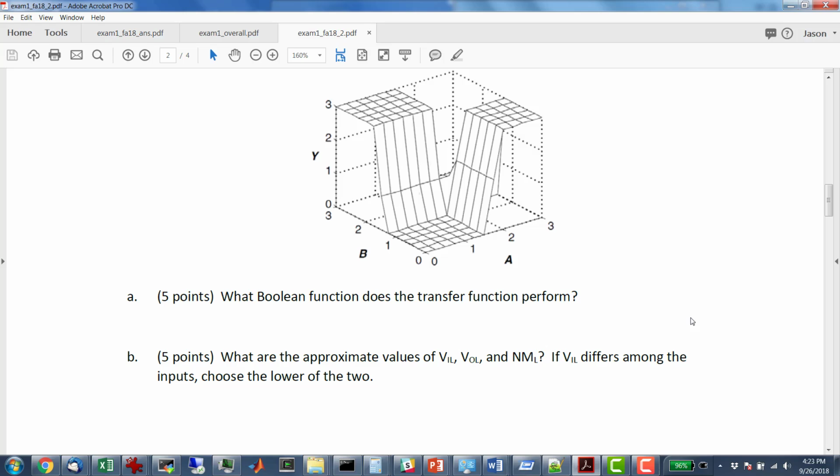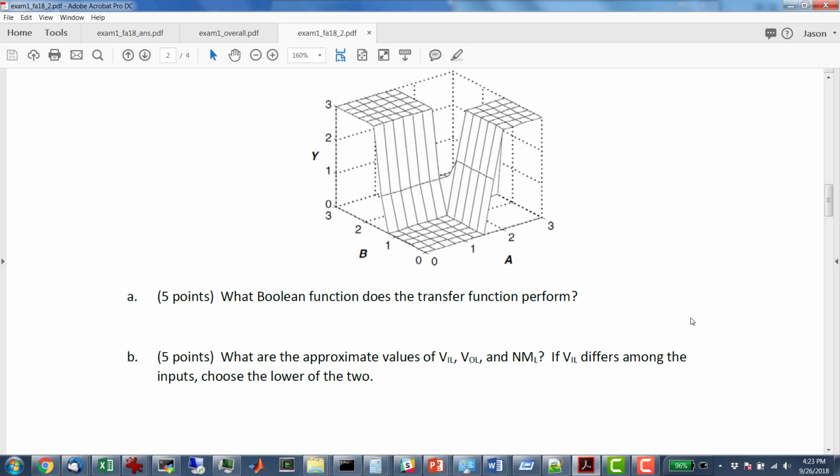Now, what are the approximate values of VIL, VOL, and NM? Well, in terms of the output low, that's clearly 0, because you can see this y-axis, the output axis, goes all the way down to 0. So that means VOL is 0.